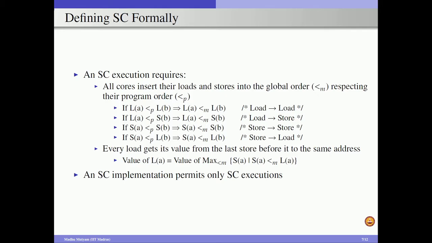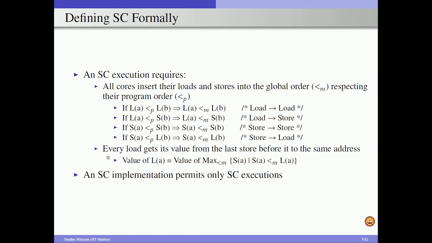When we say our system is supporting sequential consistency, then all the instructions executed on our system should be supporting sequentially consistent execution only. This sequentially consistent execution will respect the load to load, load to store, store to store, and store to load ordering, as well as the load always getting the latest write to that particular memory location from where the load is going to read.